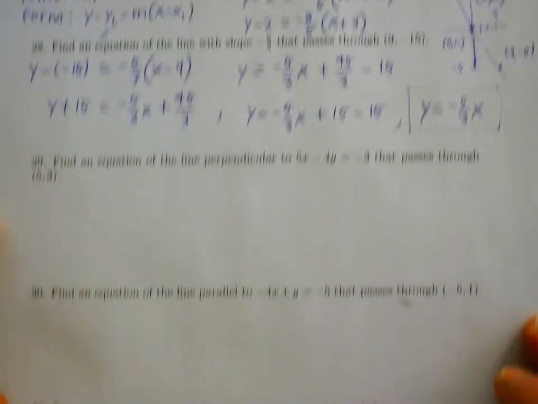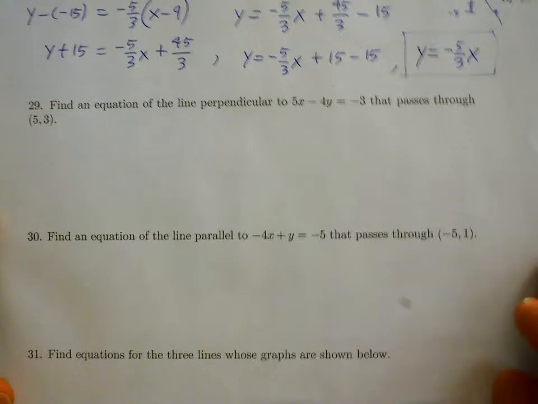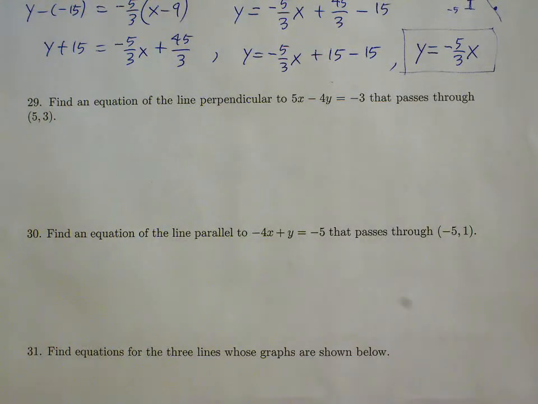Okay, number 29. Find an equation of the line that's perpendicular to 5x minus 4y equals negative 3 that passes through the point 5, 3.